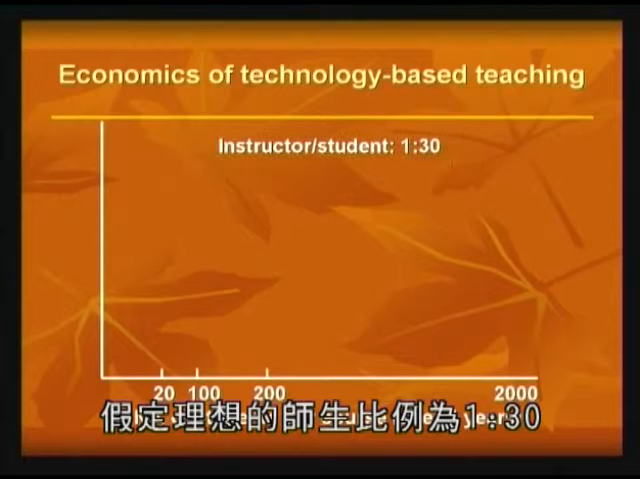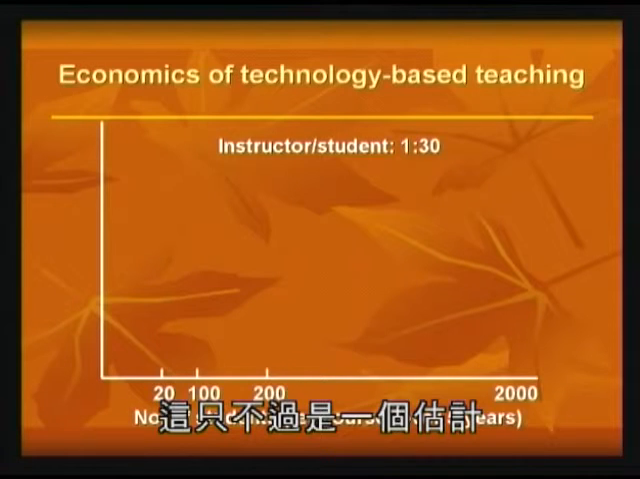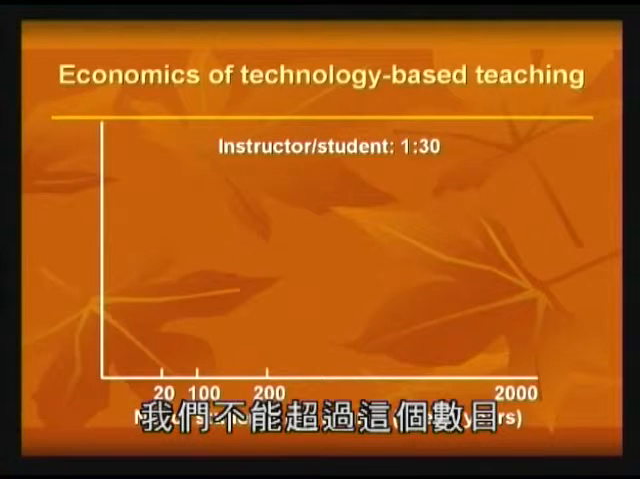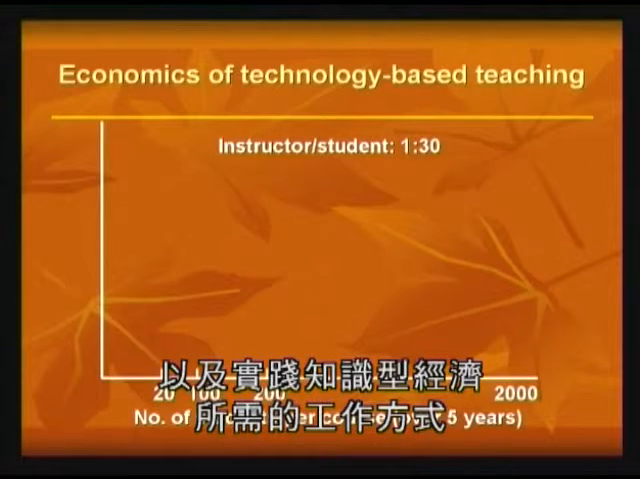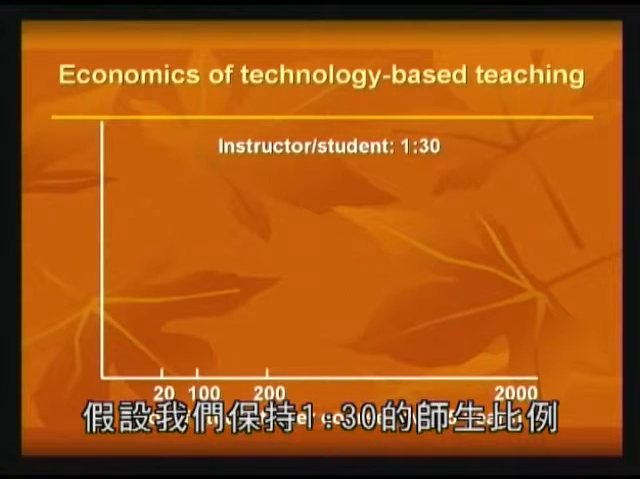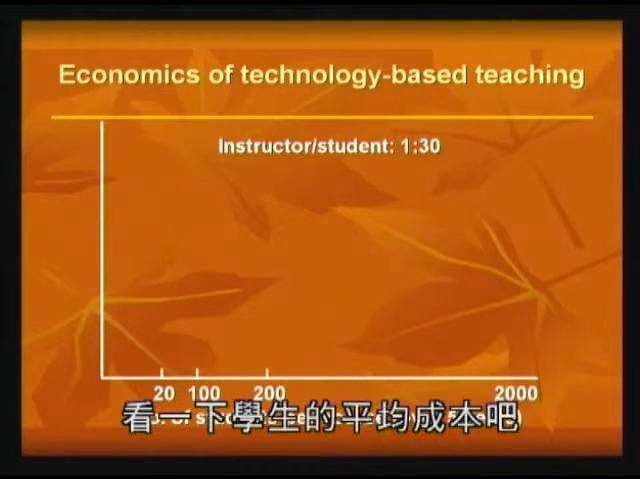Now let's assume that the ideal instructor-student ratio is 1 to 30. We'll just pick that as a number. You don't want to go over that number because you start losing all those interactions and ways of working that people need in a knowledge-based economy. So let's assume we keep an instructor-student ratio of 1 to 30, and let's look at the cost per student.